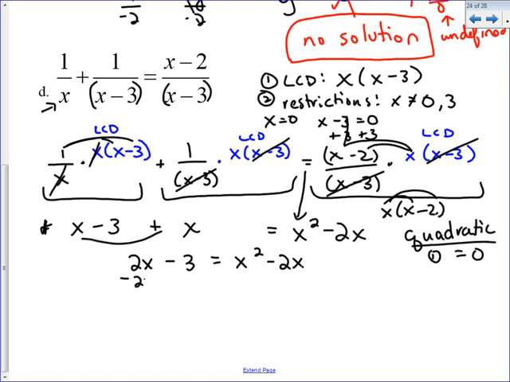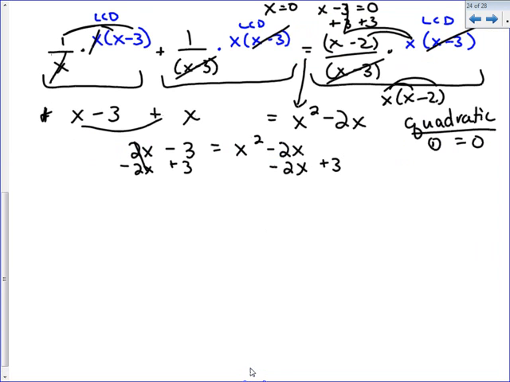So to move 2x, I'm going to do minus 2x. I'm just going to line it up with its like term. To move that negative 3 over, I'm going to add 3. Just going to tag it on the end since there's no other like terms. So I have 0 equals x squared minus 4x plus 3. And if you want to put the equal 0 on the right, it's okay. It's the same. So if you want to write x squared minus 4x plus 3 equals 0, it's the same thing.